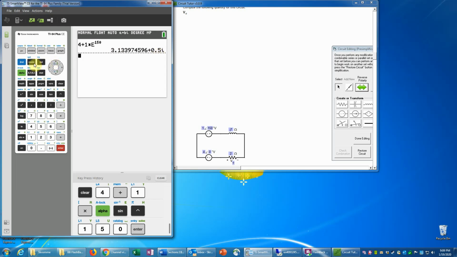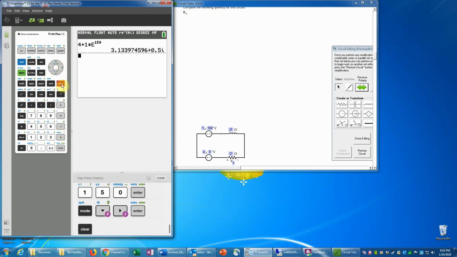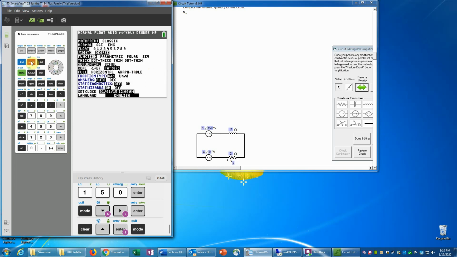However, I actually wanted that in polar form, so I'm going to change my mode. I could use a function, but I'll just change my mode back to polar form. So I go down here and select that. And now I can just select that and enter that, and that will now be in polar form. And now this is in degrees, remember, because I've selected the degree mode. Let me just double check that to make sure. Yes, I am in degree mode, so that's good.